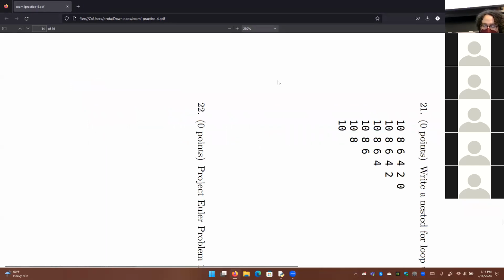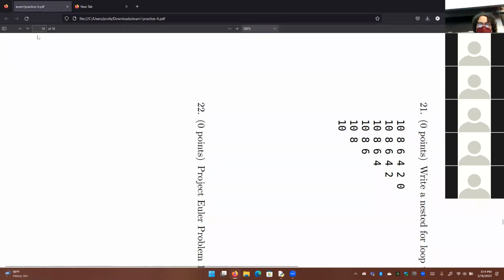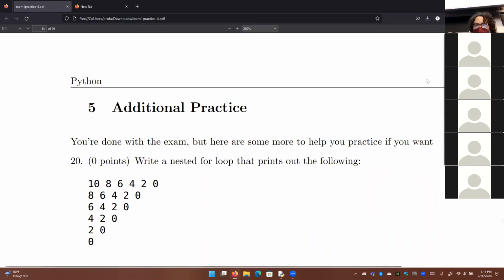Okay, apparently I hit the hotkey to rotate it. That was interesting. How do I even do that? What was that hotkey? Let's see, rotate counterclockwise.